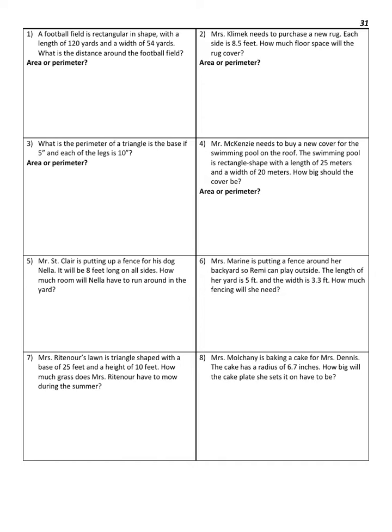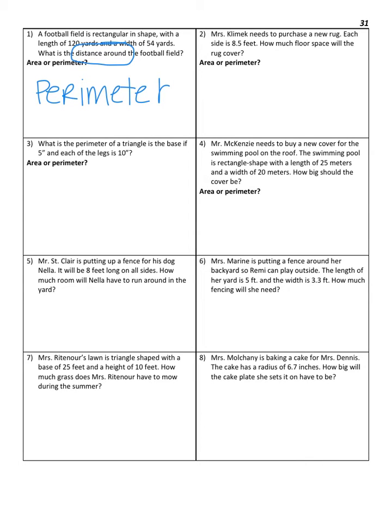So on numbers 1 through 4, you just have to say if it's going to be area or perimeter. So number 1, a football field is rectangular in shape with a length of 120 yards and a width of 54. What is the distance around the football field? That's a clue for perimeter. I'll let you do numbers 2, 3, and 4 for homework.